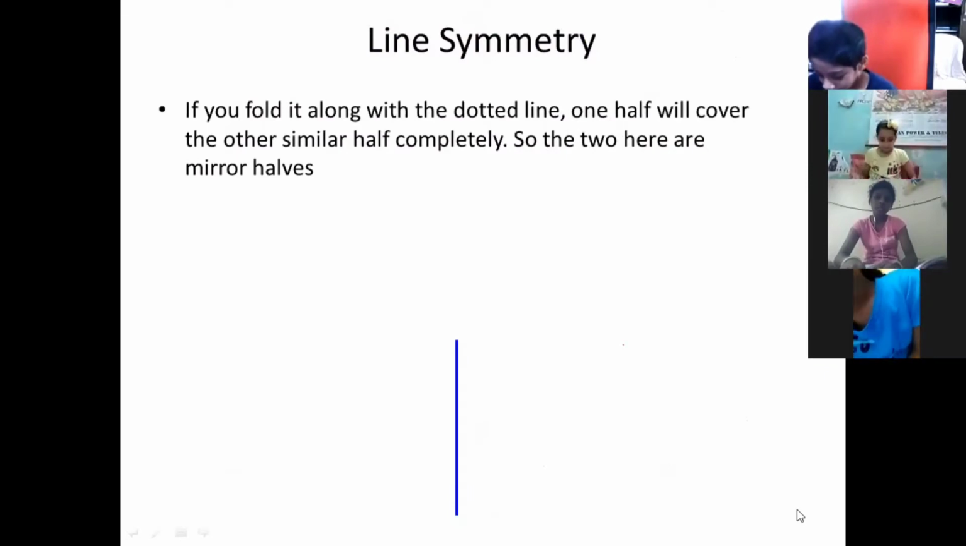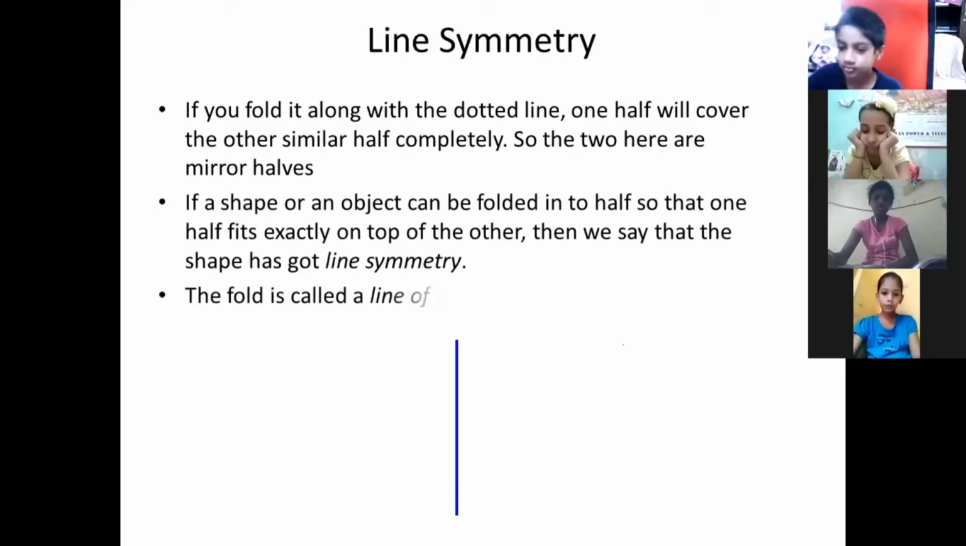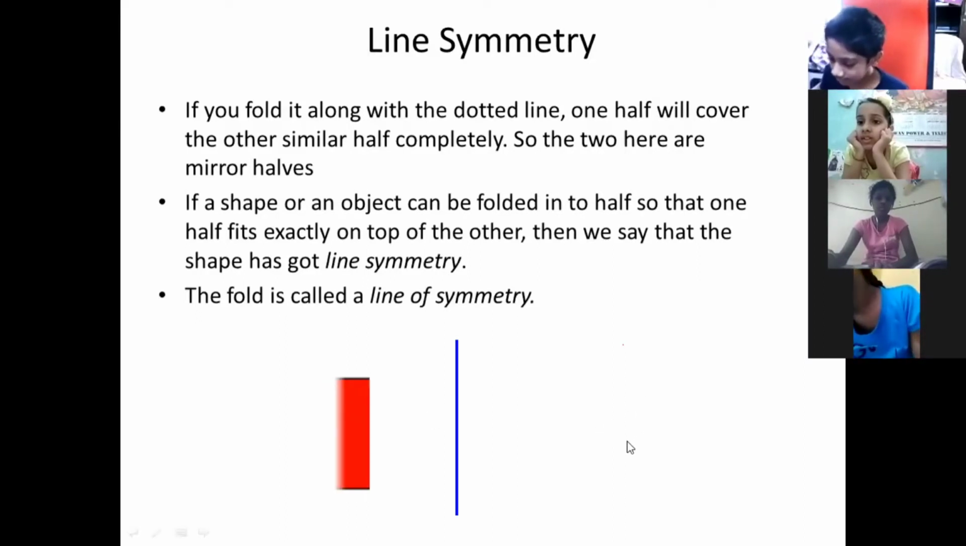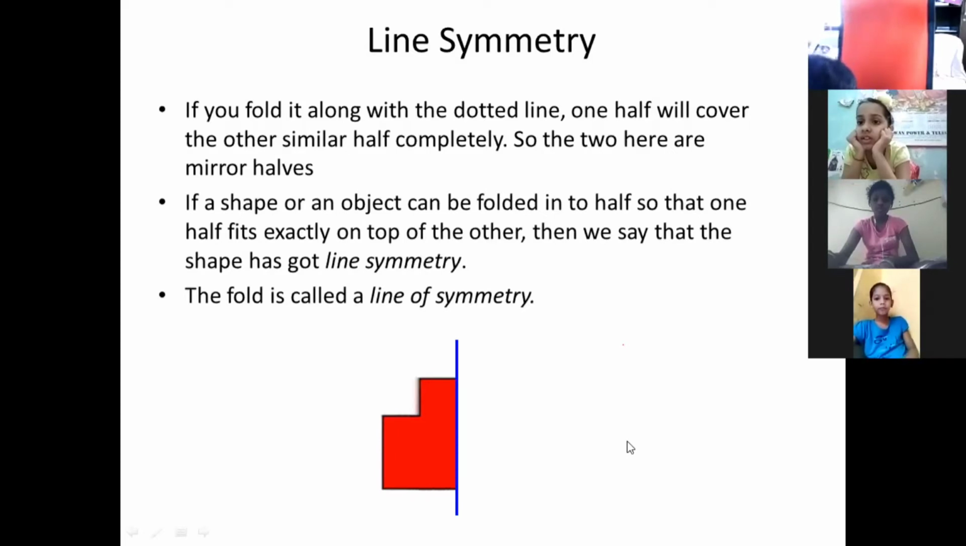So let us see the definition. What is symmetry? If you fold a paper or any picture or anything along the dotted line, one half will cover the other similar half completely. That means if you fold it, each part should coincide with the other part. Then only can we say that the picture is a symmetrical picture, and this line is said to be the line of symmetry.